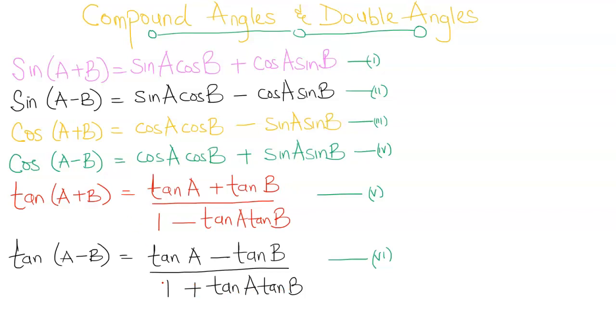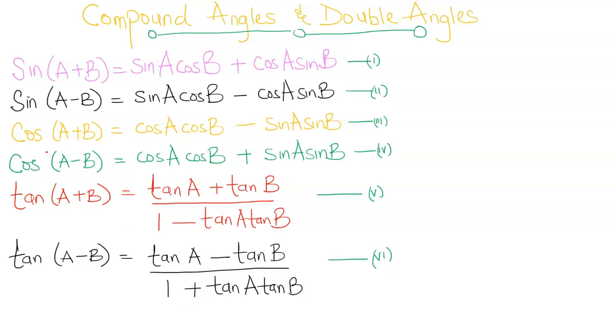So we can see a similarity between the sine and the tan. For sine (A plus B), we can see that the sign between the products is a plus. The same applies for a minus. And also for tan, plus, plus, then the denominator is minus. Then minus, minus, then the denominator is plus.